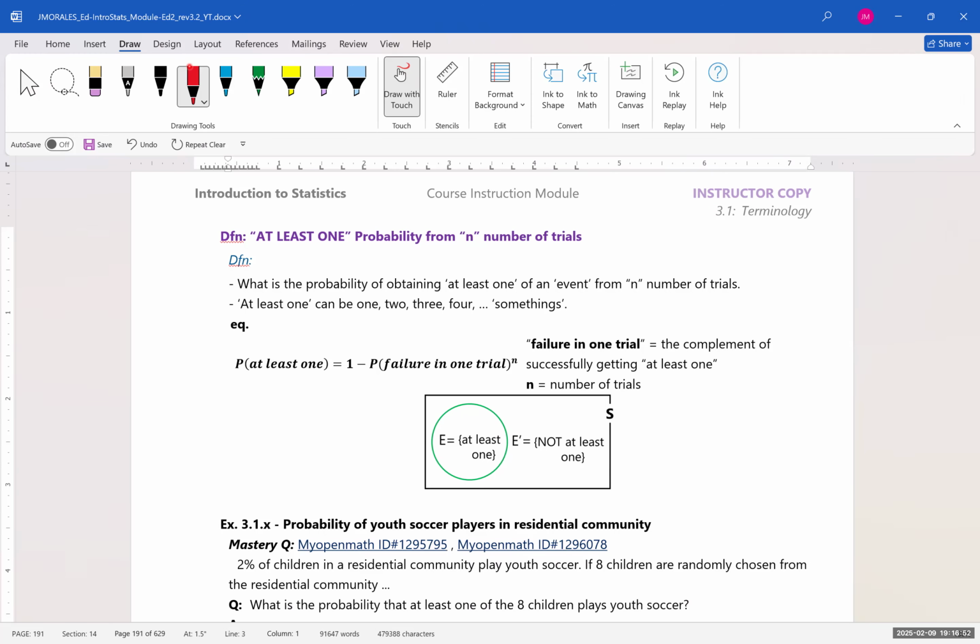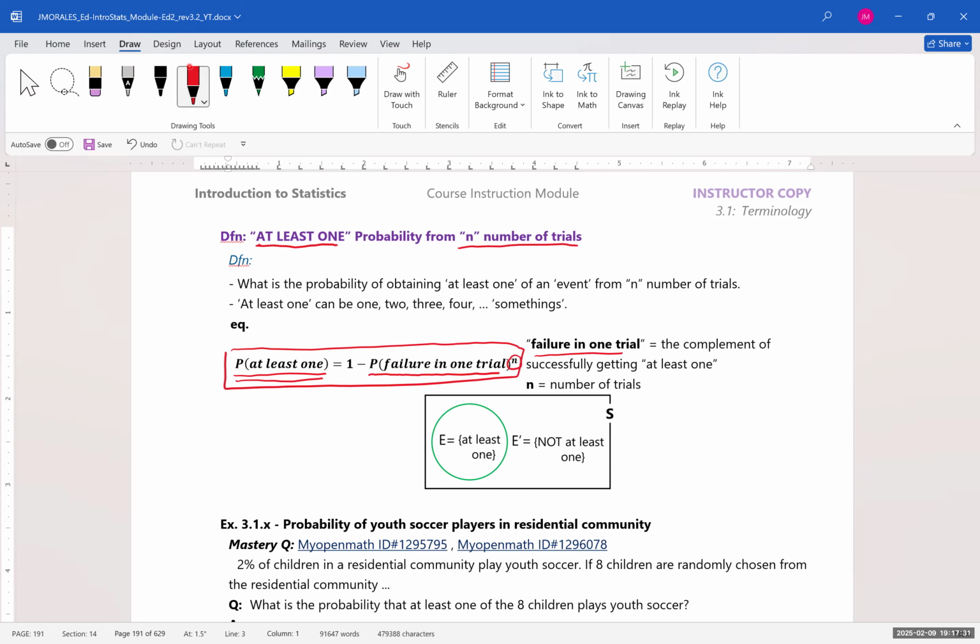All right, let's look at the probability of getting at least one of an event occurring from n number of trials. To do this, we're going to be using this equation. The probability of getting at least one of an event occurring successfully, we need to use the complement of that, which is going to be the probability of failure in one trial to the nth power, or the number of trials.